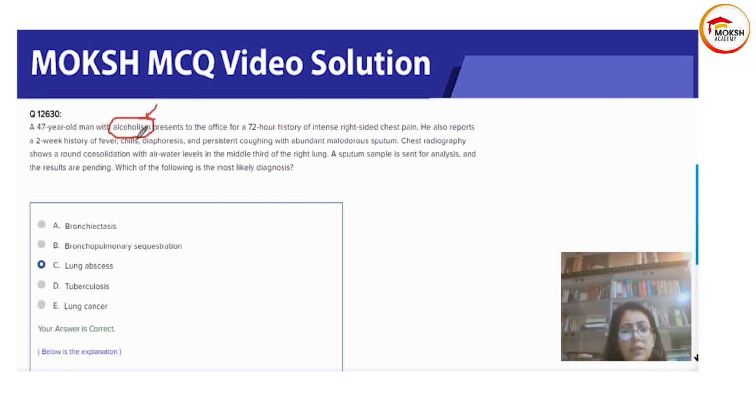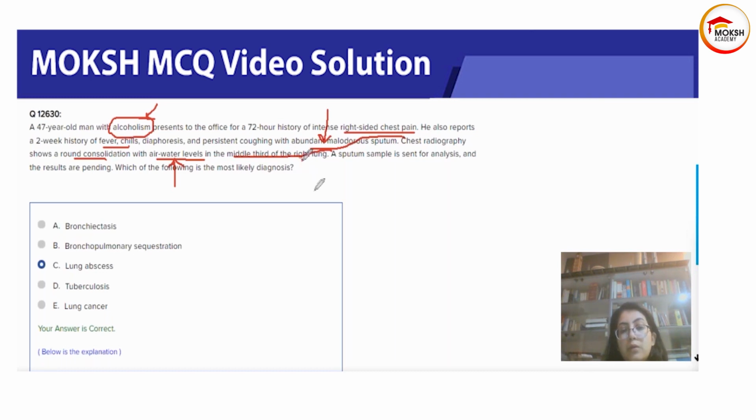Then he started developing chest pain. Chest pain can be seen in a lot of lung conditions, so this was not very specific. He has fever, chills, and malodorous sputum. This is very, very specific of lung abscess. Whenever you see malodorous sputum, you should somewhere in your head think of lung abscess. And then there's a round consolidation with air fluid level. So once they say there's a consolidation and there is an air fluid level present in the lung, the diagnosis for USMLE is confirmed to be lung abscess. So this is an important point to remember, and it's present in the middle third of the lung.